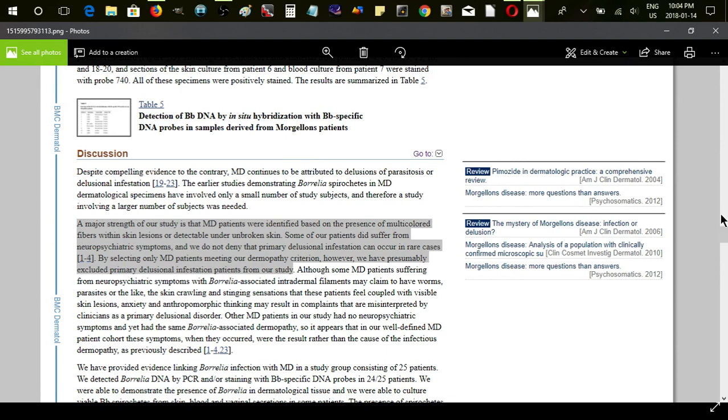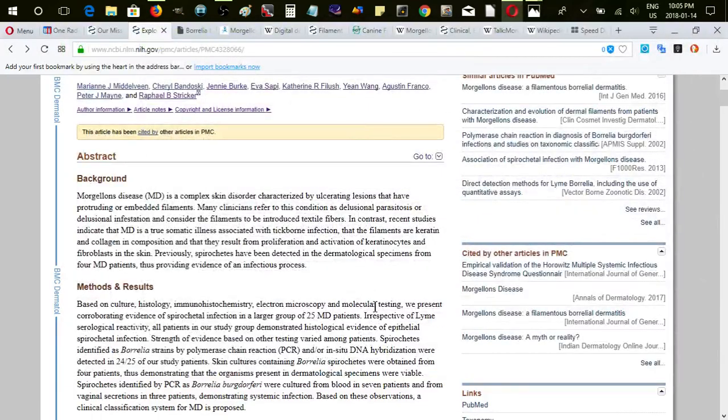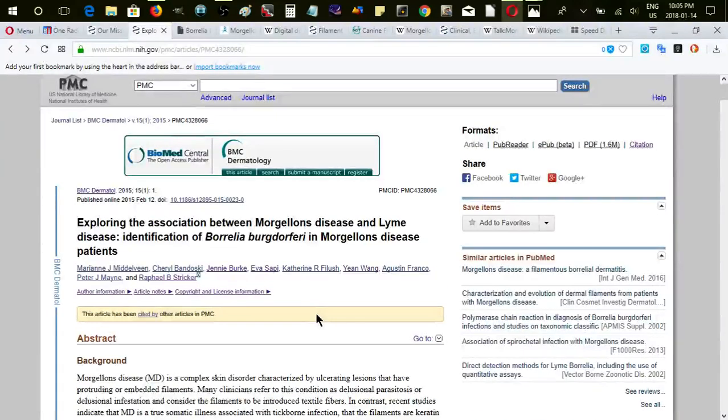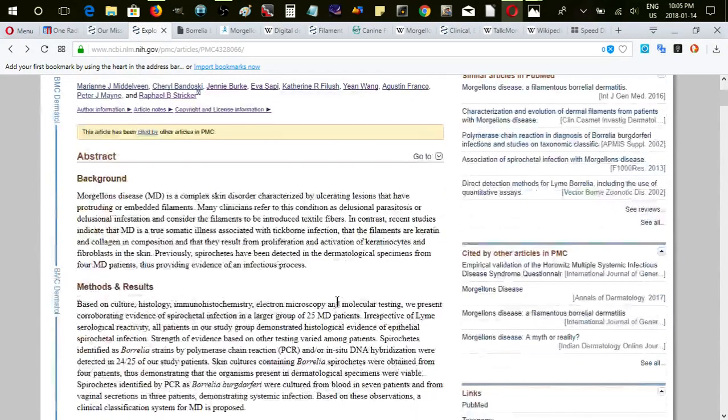25 patients. Oh, sorry, I got to make this small. So they had 25 patients, and they discovered that in the 25 patients, every single one of them had Borrelia, which is the organism, the spirochete, that causes Lyme disease.